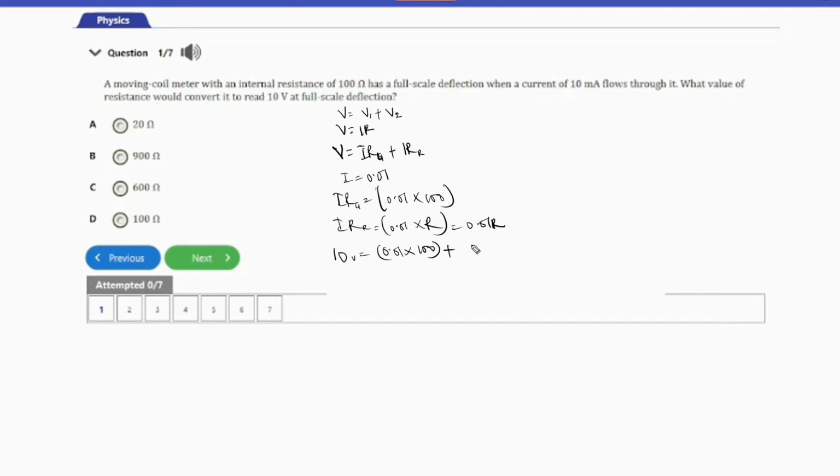In that case, we can make R the subject of this equation, where R becomes 9 over 0.01, and that's 900 ohms. So the answer to this question is option B. Let's go ahead and consider the next question.